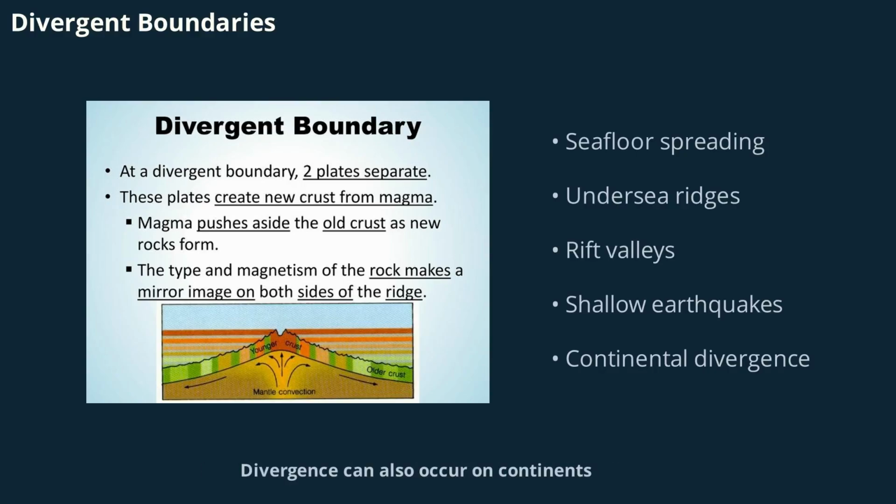Divergence can also occur on continents, forming rift valleys such as the East African Rift Valley. Shallow earthquakes often accompany these movements.